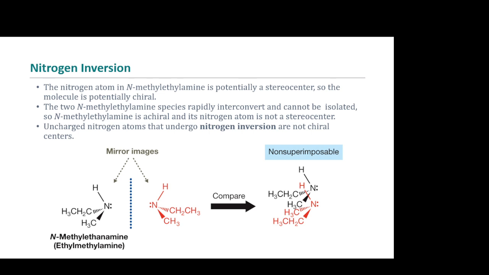All right, so this is nitrogen inversion. The nitrogen atom in N-methyl ethylamine is actually potentially a stereocenter. The molecule is potentially chiral. I mean, if you look at it, right, we just count that lone pair there as one group, right? And can you see that you could easily have a reflection that couldn't be rotated to be superimposable, right? Can everybody see that okay?